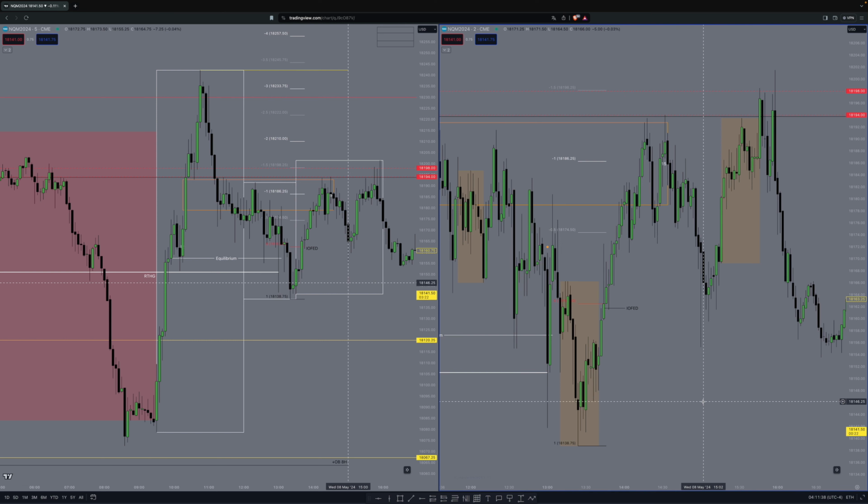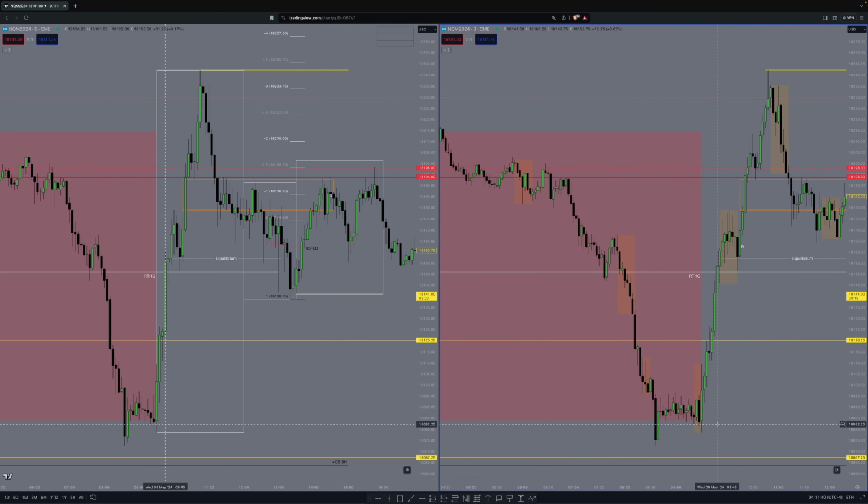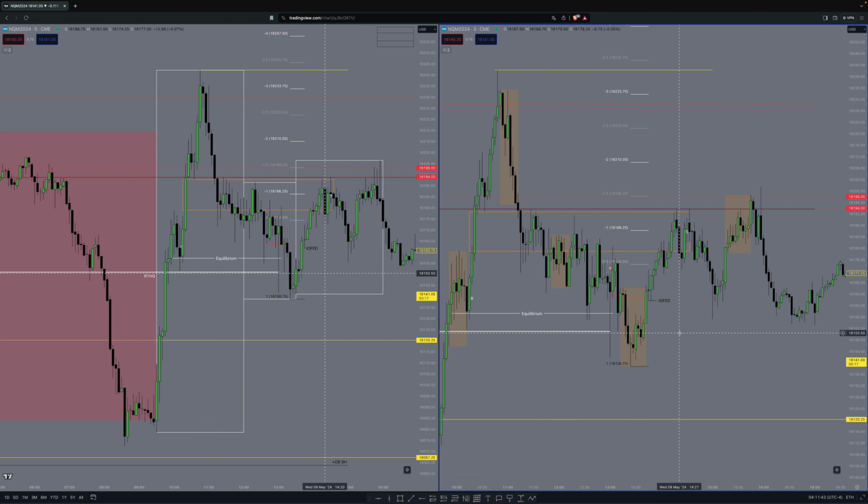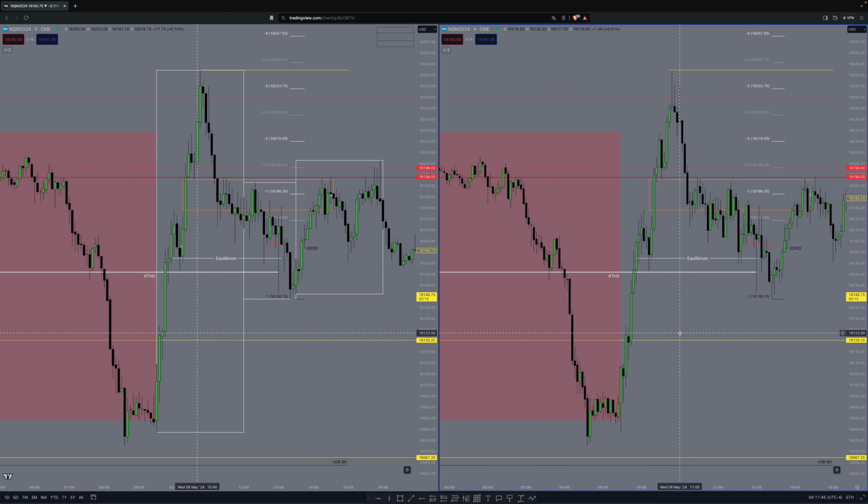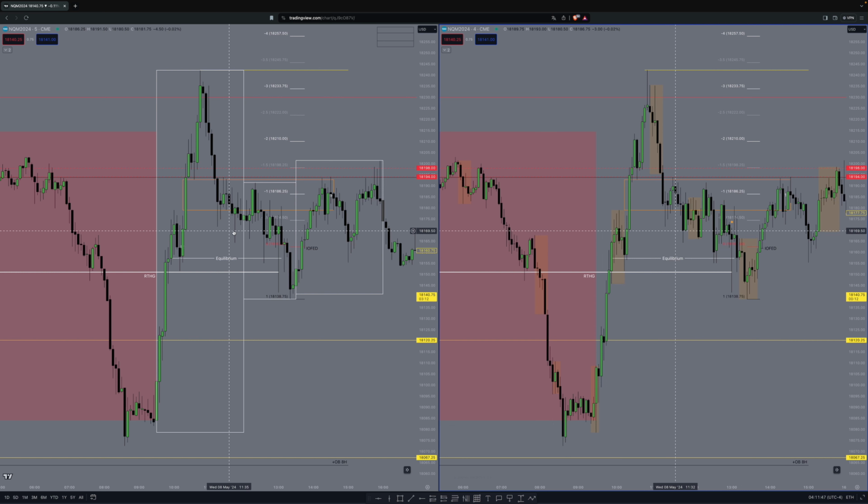Okay, this is the 3 minute, this is the 4 minute, and this is the 5 minute. You can see we basically have almost no fair value gap to the upside. Even if we have, there are no big ones, those types of fair value gaps. There's no, let's say, bullish momentum to the upside.